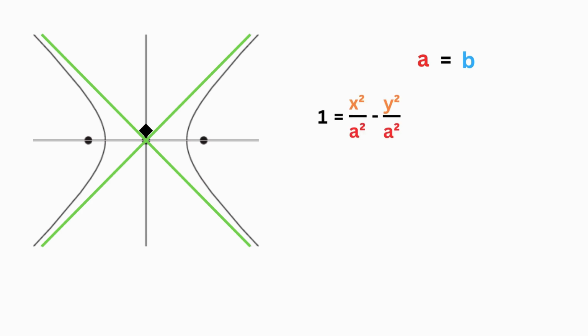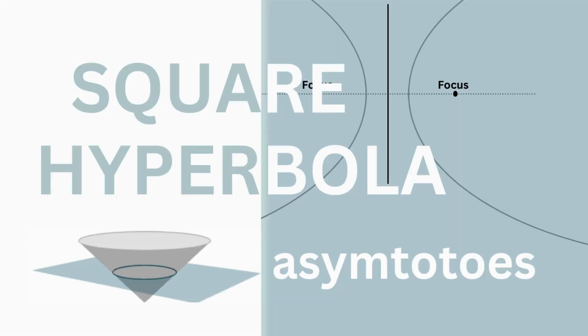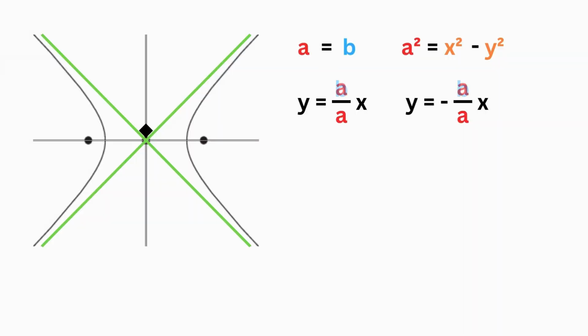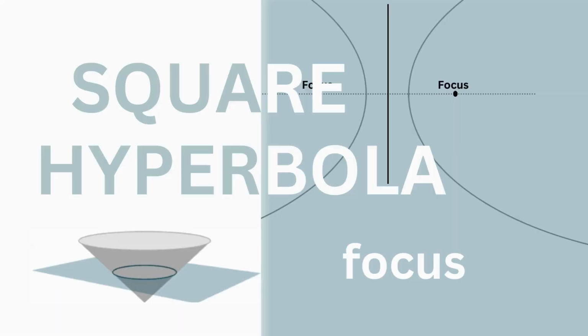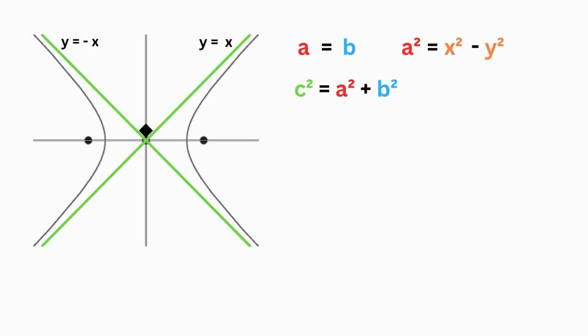Replace b with a. We get the formula for the asymptotes. Replace b with a, and we get the equation. We have the general focus of hyperbola formula. Replace b with a, and we get the formula.